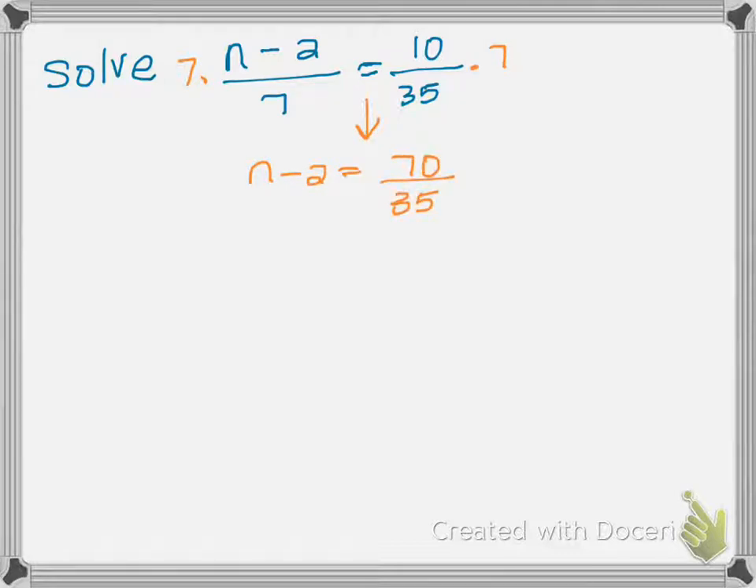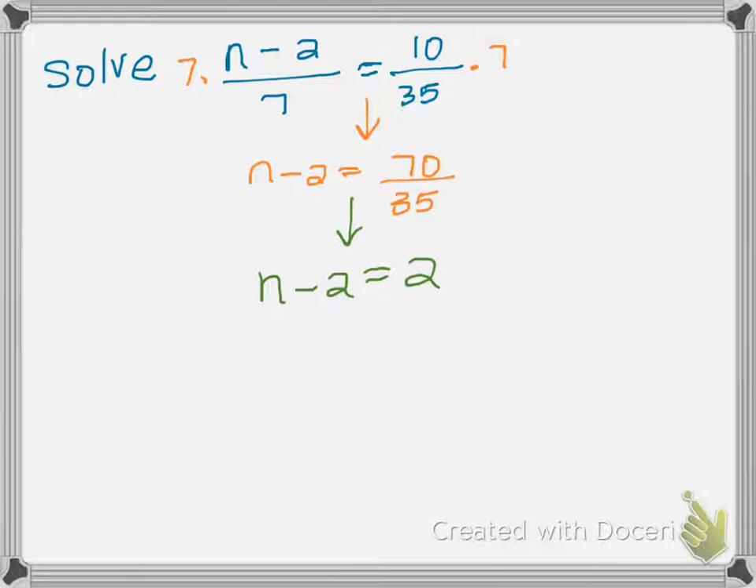I know that minus 2 is still there, but we're using an inverse operation. I had divided by 7 on that page, so I had to multiply by 7 to get rid of it. So again, we only multiply the 7 with the numerator, so 10 times 7 is 70. And I'm left with n minus 2 equals 70 divided by 35. And what is 70 divided by 35? Well, that's 2. So now I have n minus 2 equals 2.